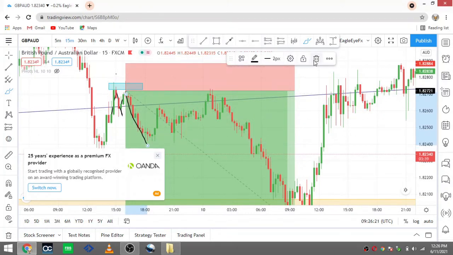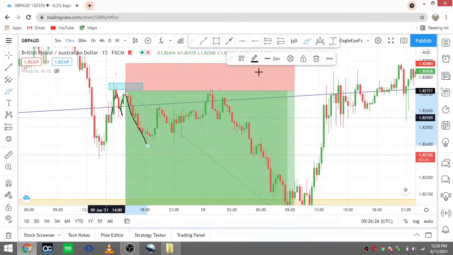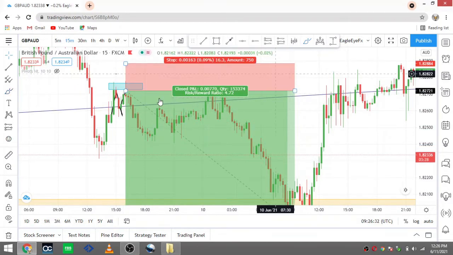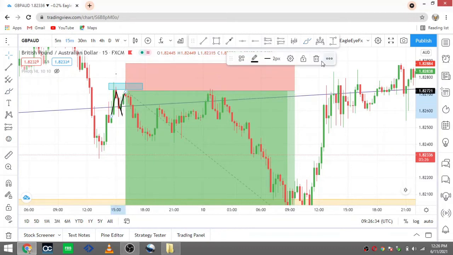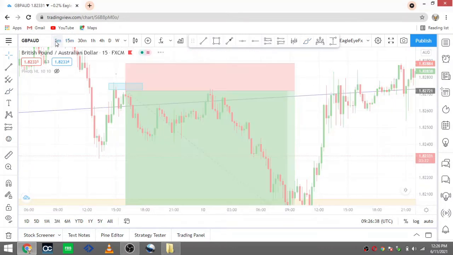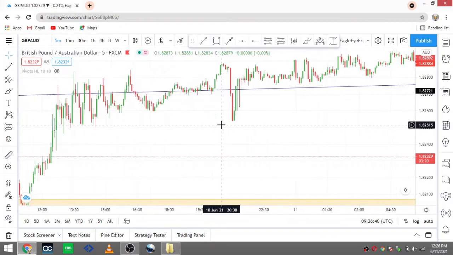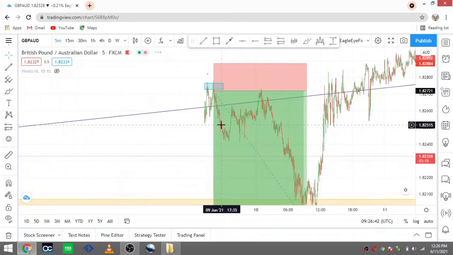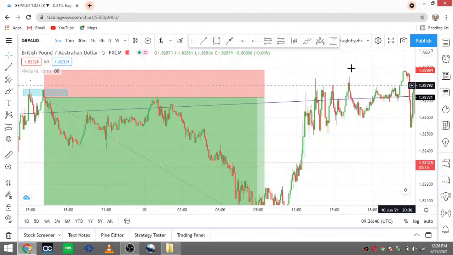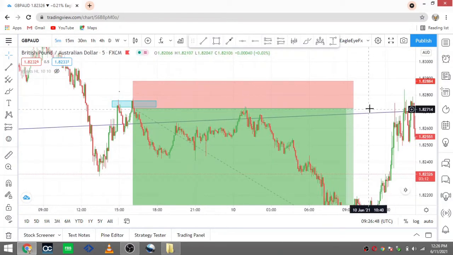It's sort of like an M formation. So it formed some sort of M formation. Then I went further down to the 5 minutes. This was the whole reason why I was doing all this: I was trying to get something to give me confirmation to either sell or to buy.